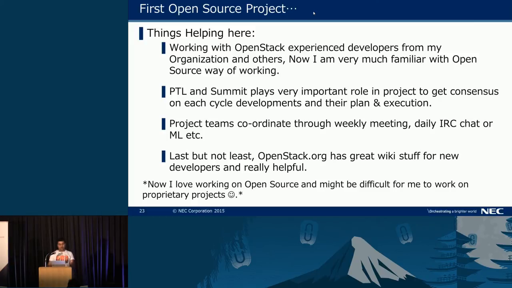And next is project team coordination, like the weekly meeting, IRC chat or mailing list. Through those, they coordinate with each other, even across different time zones. So we have alternate meetings, for an Asia-specific time zone or a US-specific time zone. And last but not least is openstack.org. They have a great wiki and great documents there. So if you are very new, you can find all these basic answers there. After those, I love working in open source, and it might be difficult for me to work again on a proprietary project, because open source is much easier, you can say, and very challenging and interesting to work in.